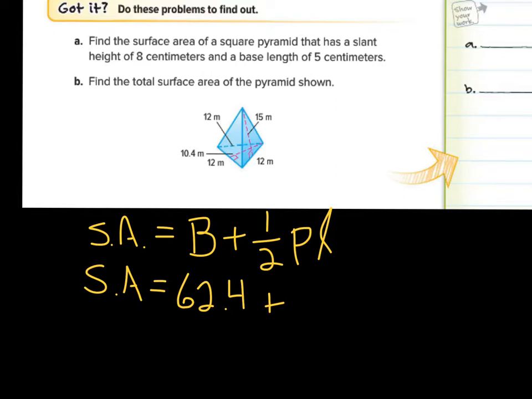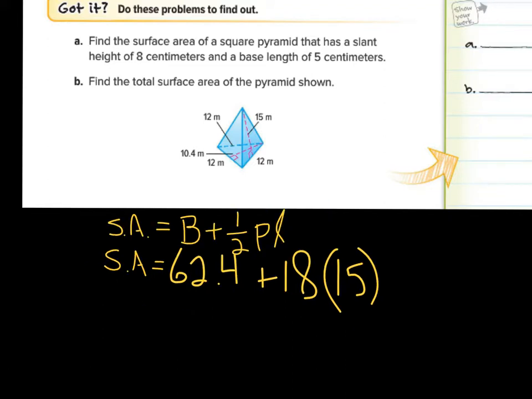And then we have plus half the perimeter. Again, the perimeter is 12 plus 12 plus 12, or 12 times 3, which is 36. And half of 36 is 18. So I'm just going to go right to that 18 times, what is the slant height? It's 15. So 18 times 15.